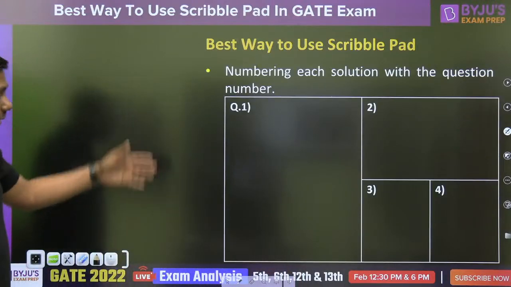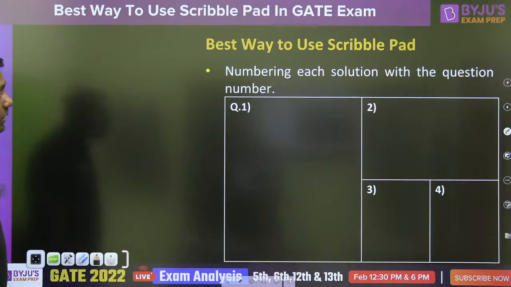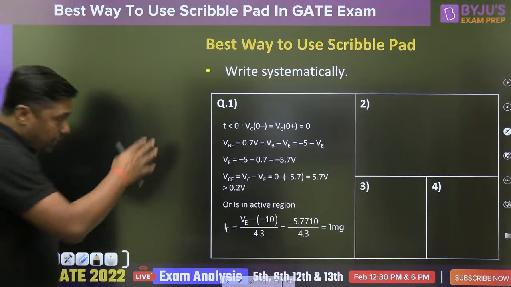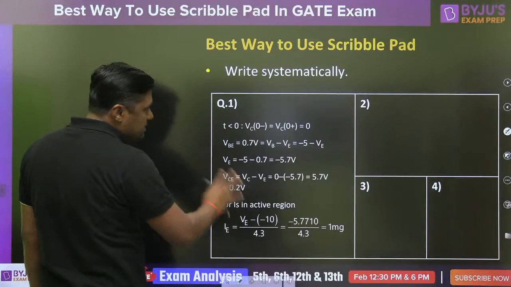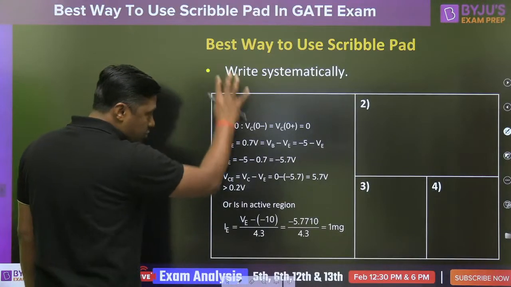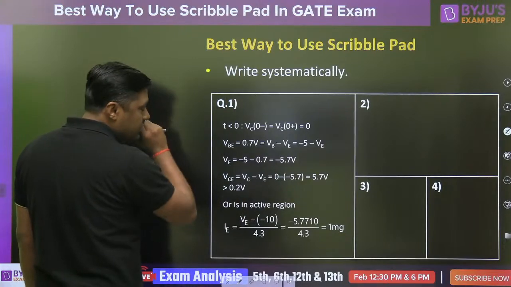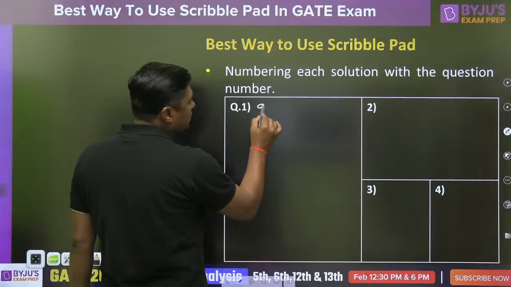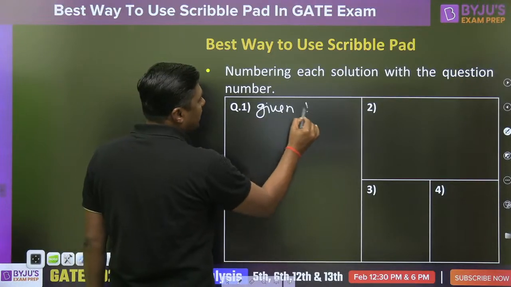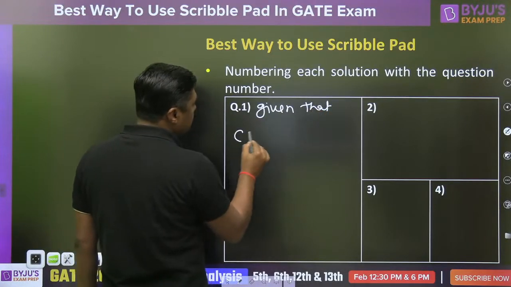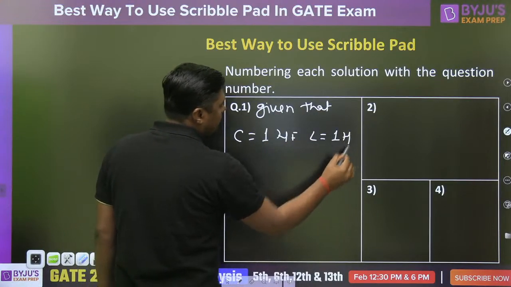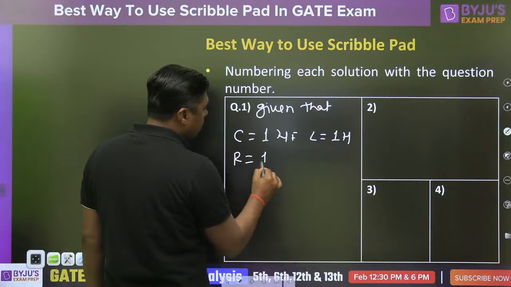अब देखते हैं जरा, ये तो मैंने आपको बताया ही। सेकेंड थिंग, सिस्टमैटिकली। मैंने आपको पहले भी बताया कि बहुत ही सिस्टमैटिक ढंग से लिखिए, जो भी सॉल्यूशन बना रहे हैं प्लीज राइट इट स्टेप बाय स्टेप। नो नीड टू राइट लाइक दिस: गिवन इन द क्वेश्चन दैट द वैल्यू ऑफ C इज इक्वल टू 1 माइक्रोफेराड, वैल्यू ऑफ L इज इक्वल टू 1 हेनरी, R is given as 1 kilo ohm, and so on.